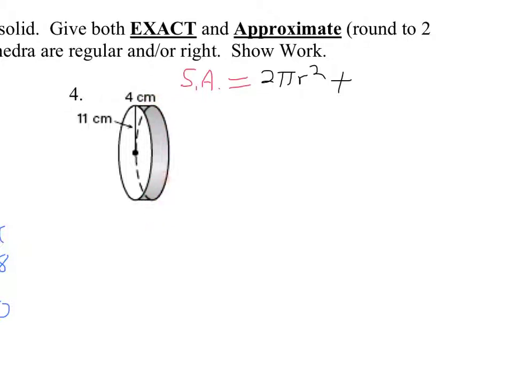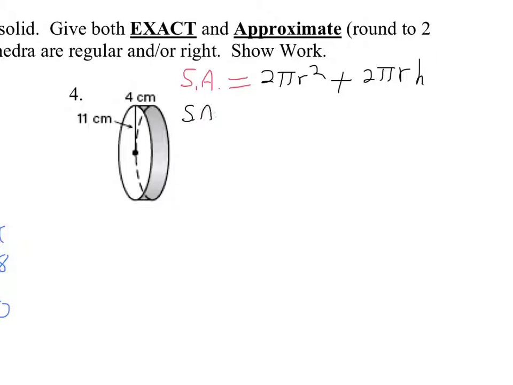Now it's a curved part, but really if you unrolled it, it would be a rectangle. We talked about that in class. So that rectangle is actually going to be the circumference times the height. So 2 pi r, that's circumference, times the height. Now in this case, even though it's not situated the way you might normally think, the height is actually 4. The height is the distance between the two circles. So let's go ahead and fill this in.